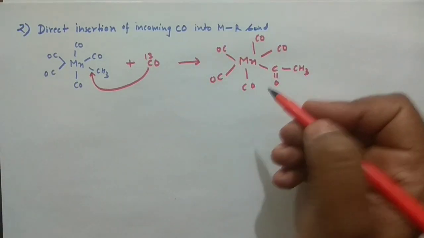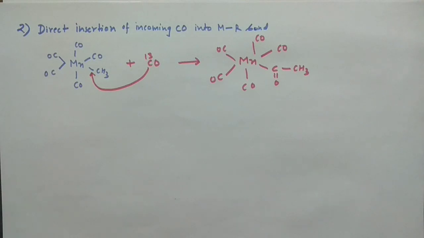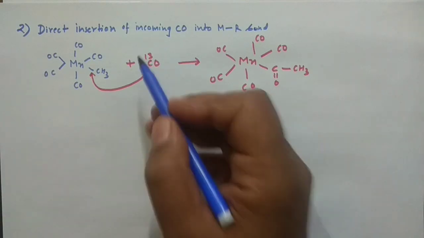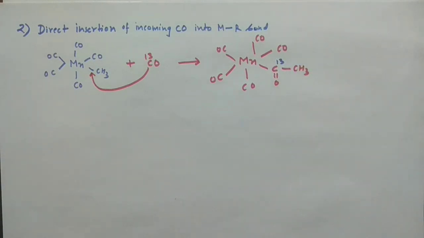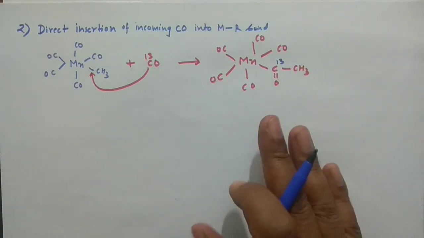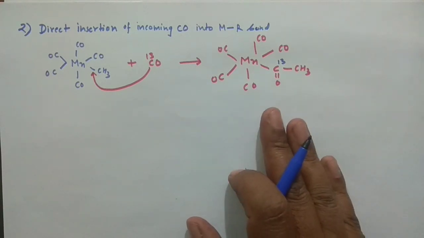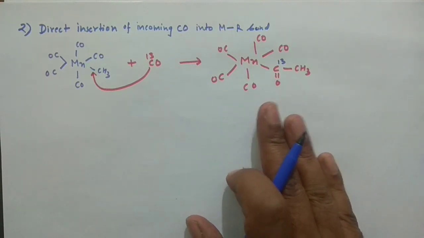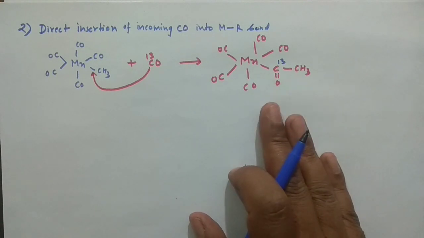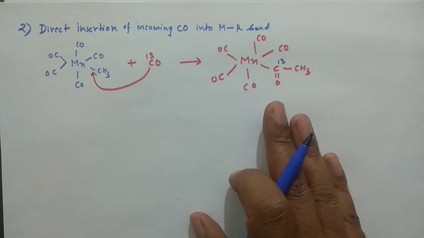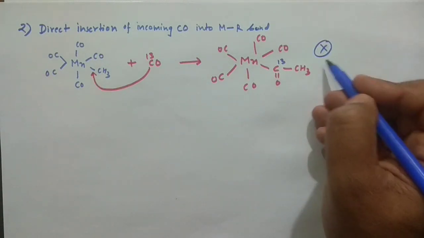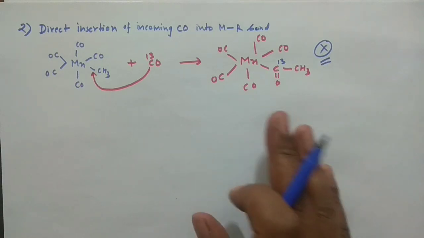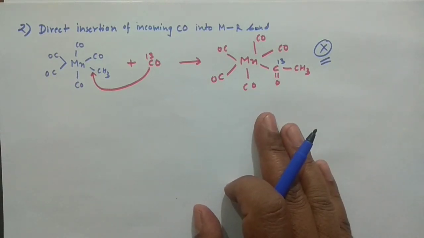Carbonyl groups, right? So obviously in that case what would happen? This particular carbon which is inserting here should be C13 labeled. But when you do the reaction in lab and isolate your product, you will never find this particular product. When you are not finding this particular product, that means this mechanism is not a good mechanism, and it is not well supported by the experimentally found results.